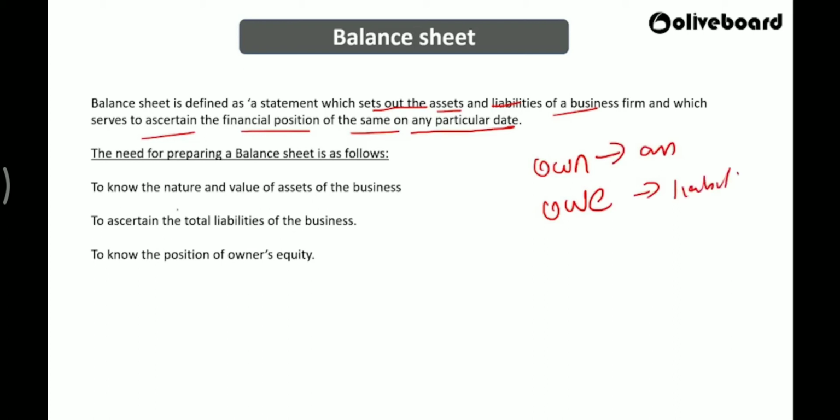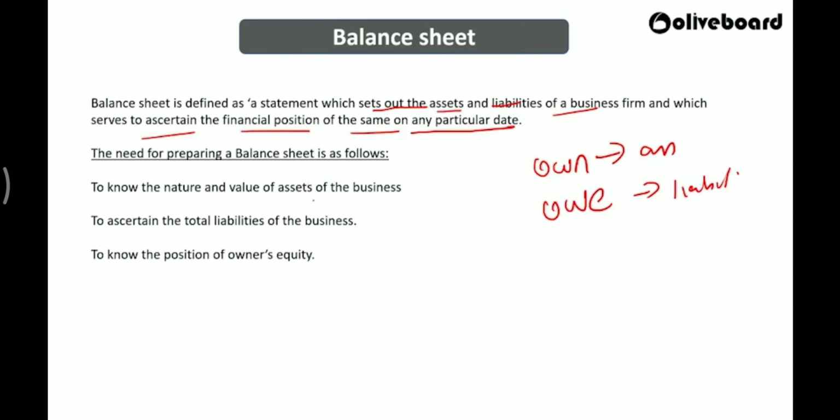All right. Now, why is there a need for preparing it? First thing you have to know is the value of what? Assets. How much assets do you have? What is the nature? Whether it is a fixed asset or whether it is a current asset. Whether you have too much of current assets or too much of fixed assets. Whether you have any liabilities. What is a liability? How much you have to pay within 6 months? How much you have to pay? Current liabilities means within a year. How much you have to pay in the short term? How much you have long term?